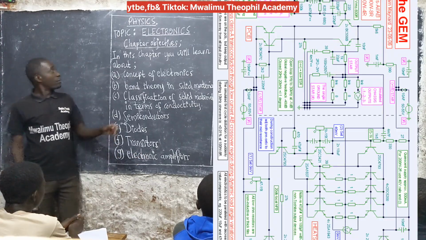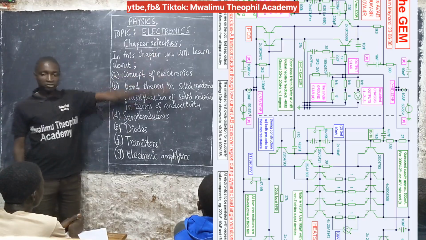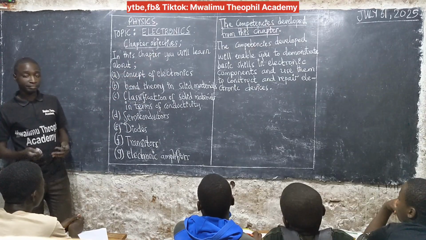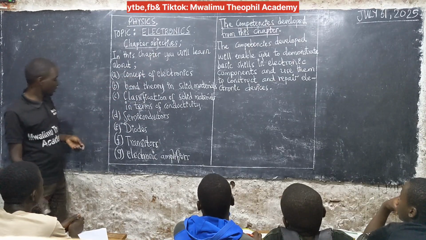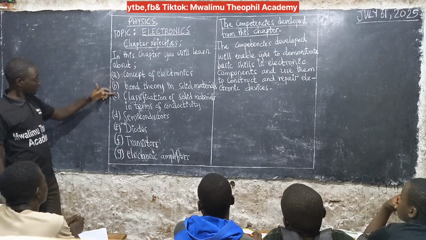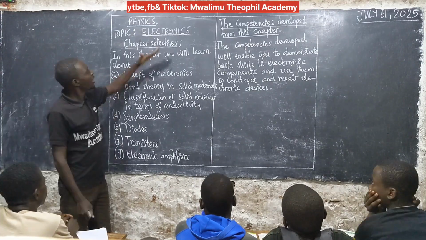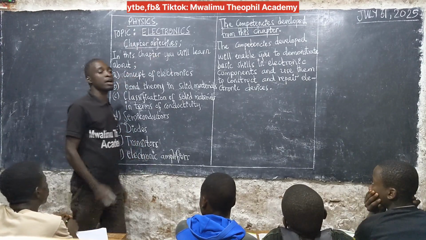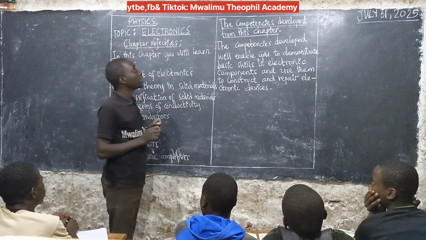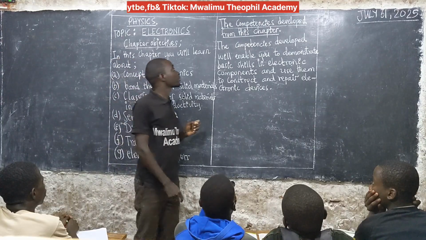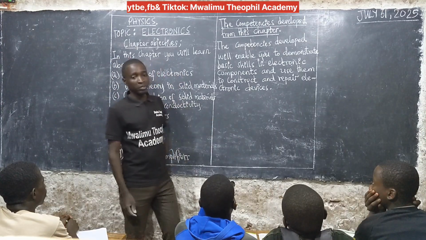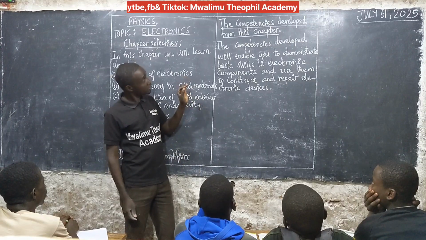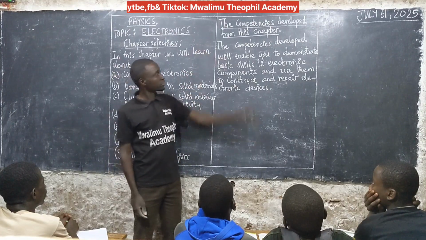Now, how many objectives do we have in this chapter? Are they 7? 1, 2, 3, 4, 5, 6, 7. After covering the chapter, we expect you to be able to do the following, and this is explained through the competencies.